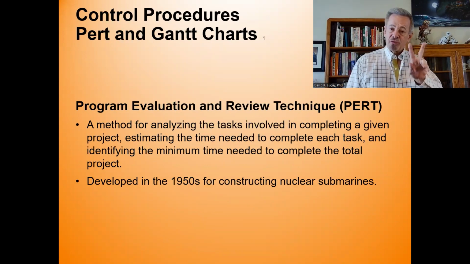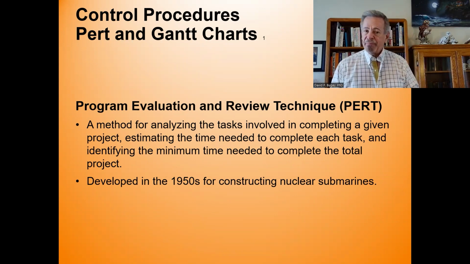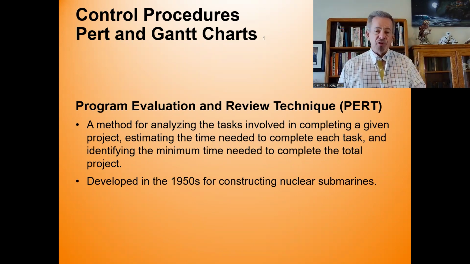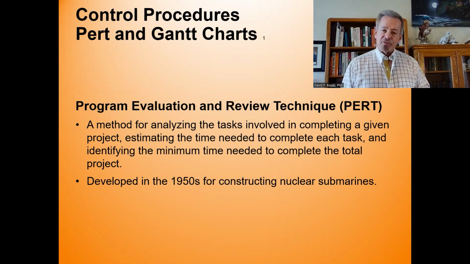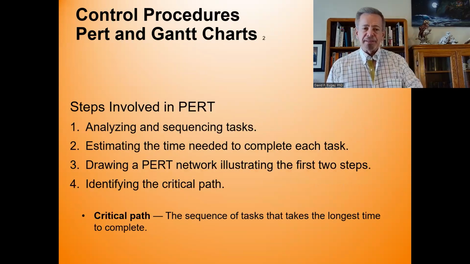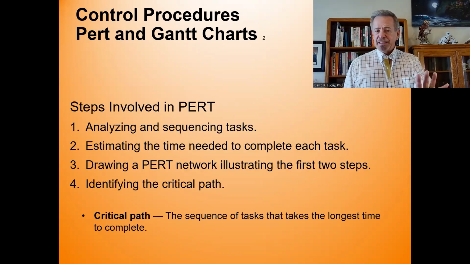I also want you to know 2 more things in this chapter. One is called PERT, program evaluation and review technique. This is what you use for scheduling different things. It was developed back in the 50s for making nuclear submarines, and it was doing really well, but somebody torpedoed the idea. That being said, on PERT, there are a lot of steps involved.